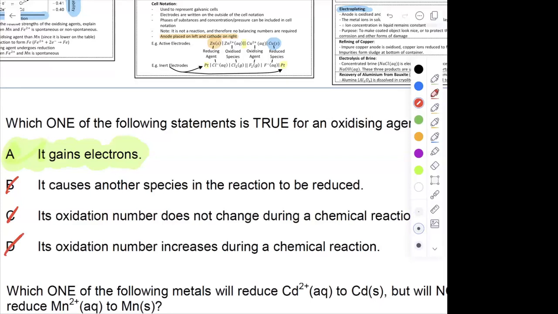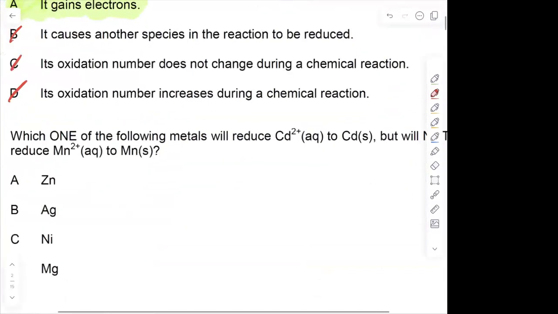If you didn't get it right, don't fret, don't panic. There's another chance to redeem yourself. I'm going to give you guys another question, and let's see how you do with this one, right?